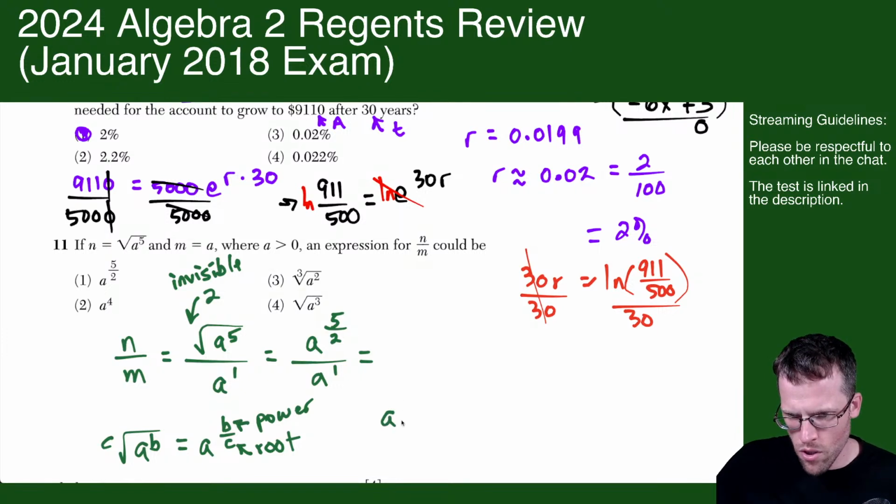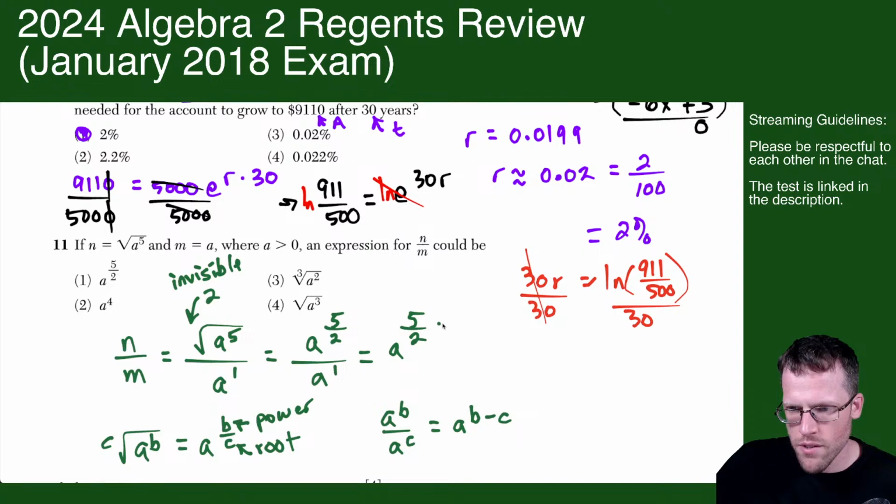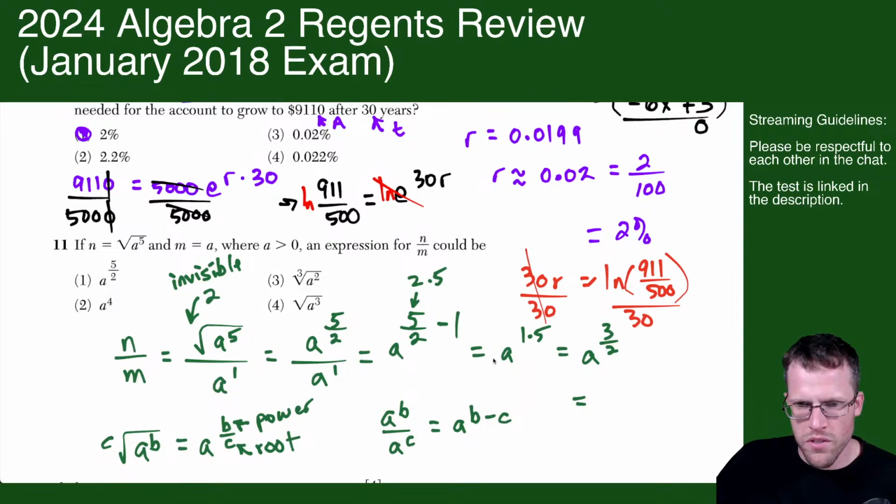Now, more laws of exponents. A to the b over a to the c is a to the b minus c. This gives us a to the 5 halves minus 1, which is the same thing as 2.5 minus 1. So this will give you a to the 1.5, which is the same thing as a to the 3 over 2. And then more power over root: that's a 2, don't say 2 root. We say the square root of a to the 3rd power. All right, so that's this one.